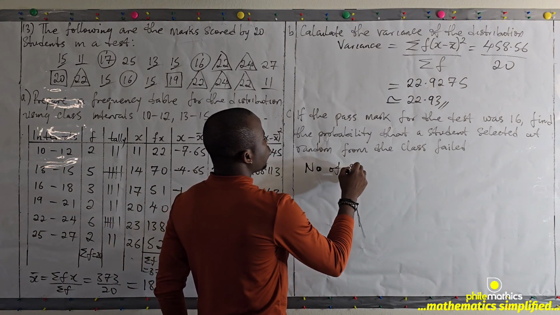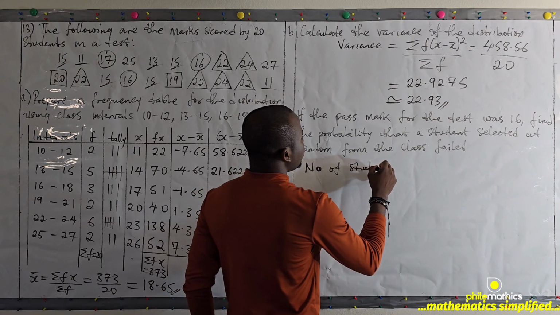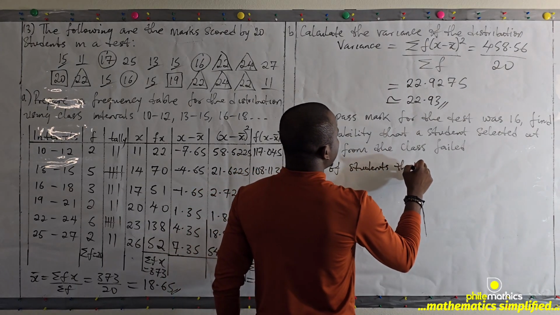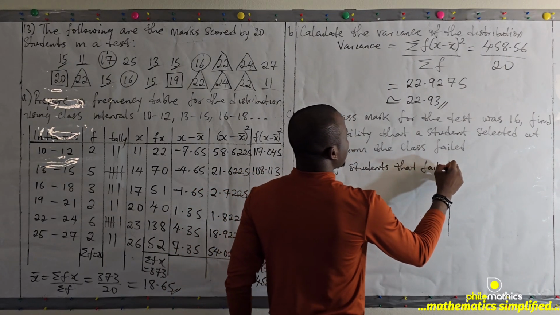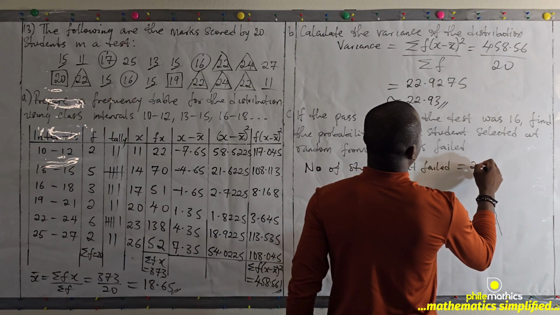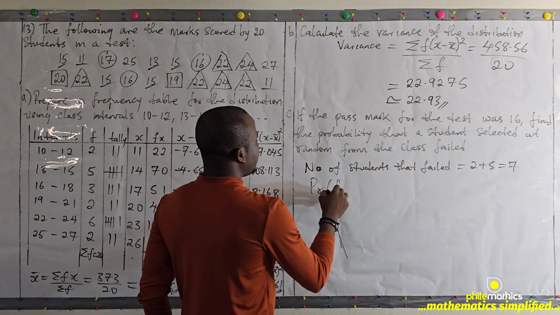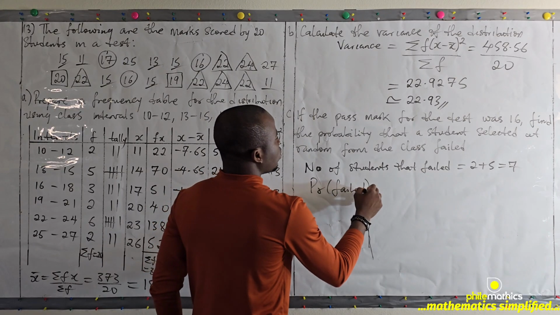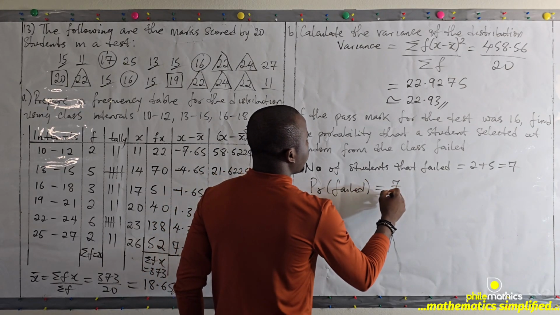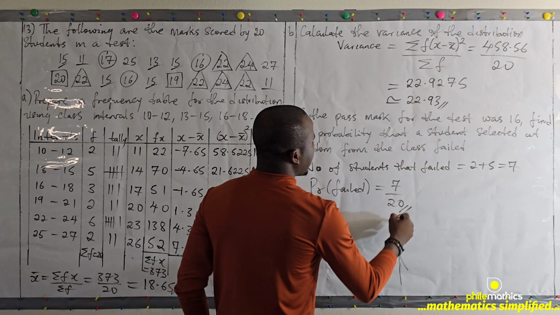So the number of students that failed will be 2 plus 5, which is 7. So the probability of people that failed will be 7 over the number of students in the class.